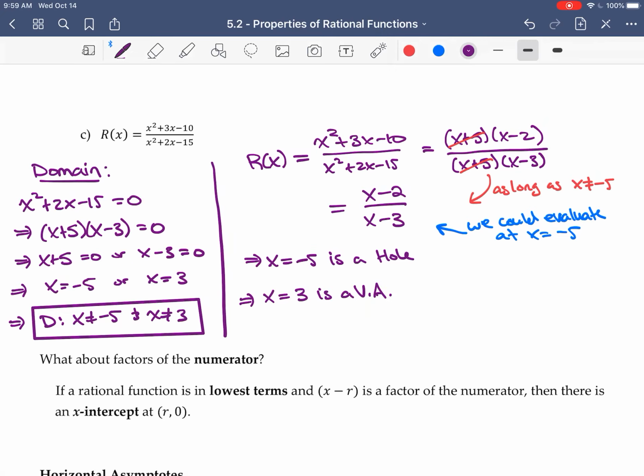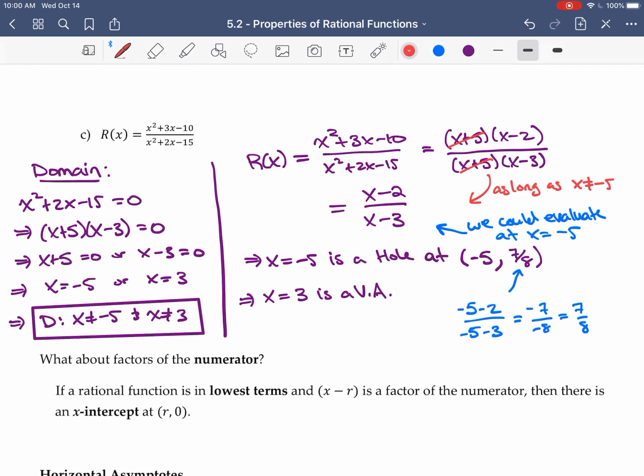So x equals 3 is a vertical asymptote, whereas x equals minus 5 is a hole. When we want to find the coordinates of the hole, the x coordinate obviously is minus 5. To find the y coordinate, we plug in minus 5 into the simplified form. So it's going to be minus 5 minus 2 over minus 5 minus 3. So that's minus 7 over minus 8. So it's going to be 7 over 8. So that's the y coordinate of our hole.